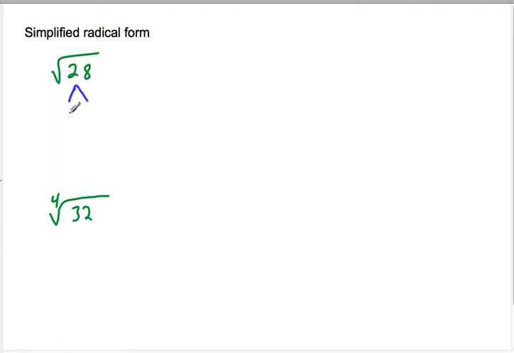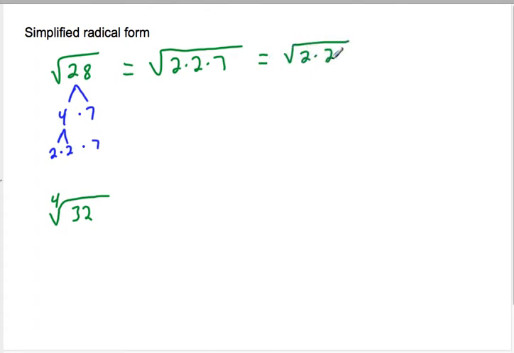So 28, if we make a factor tree, has factors of 2 and 2 and 7. So what I could do is say this is the same thing as the square root of 2 times 2 times 7. And anytime I have a pair of numbers, like 2 and 2, I can break that off. And we all know the square root of 2 times 2, or the square root of 4, is 2. And so the simplified radical form of the square root of 28 would be 2 root 7.